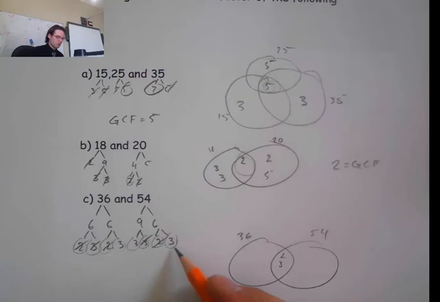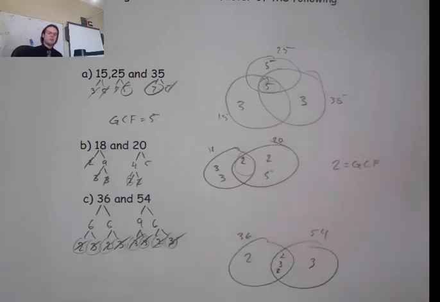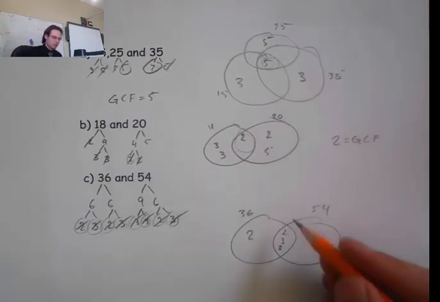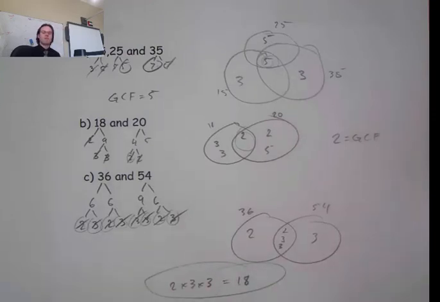2. Is there another 2? No, there's no other 2. 3. Yes, there's a 3. 3 in the middle. Well, there's only 3 left there. We're done. So there is my Venn diagram. Now what's in the middle? We have 2 times 3 times 3, which gives me 18. 18 is my greatest common factor.